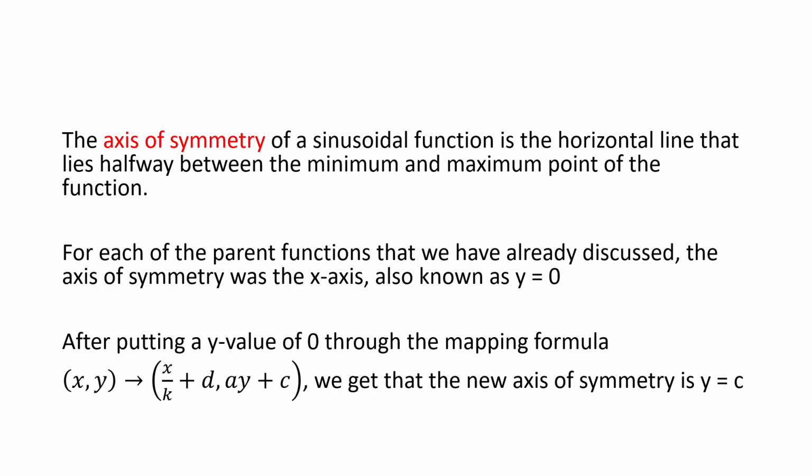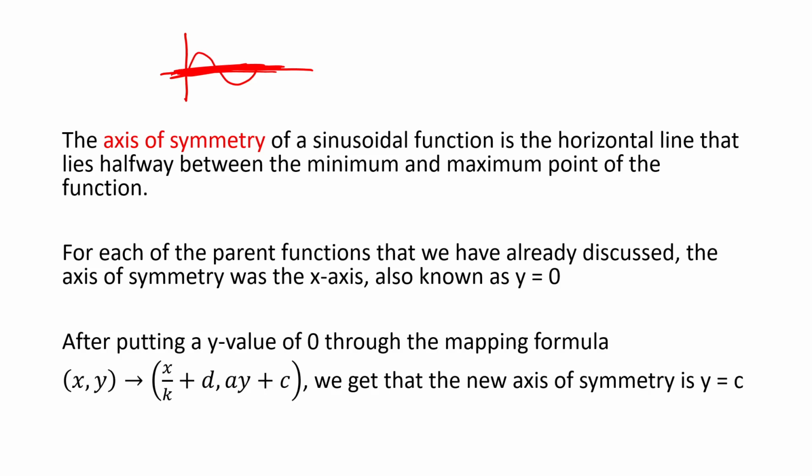The axis of symmetry is the horizontal line that lies halfway between the minimum and maximum point of the function. For instance, if you recall the curve y equals sine x, it looks like that. Well, the horizontal line of the x-axis is the axis of symmetry because it lies halfway between the top and bottom. Okay, for each of the parent functions that we're going to talk about in this section, the x-axis will be the axis of symmetry.